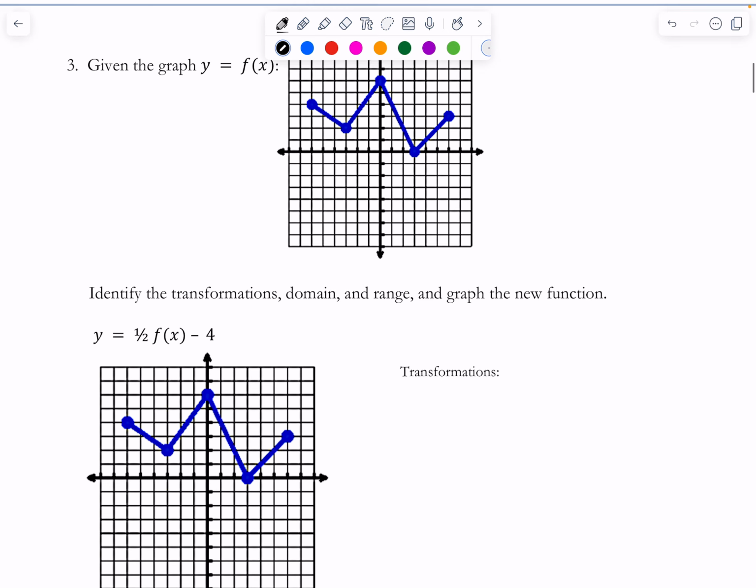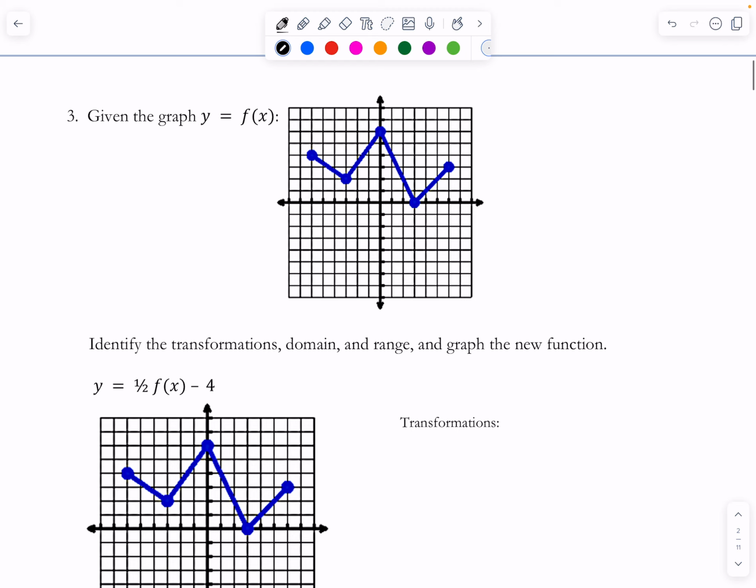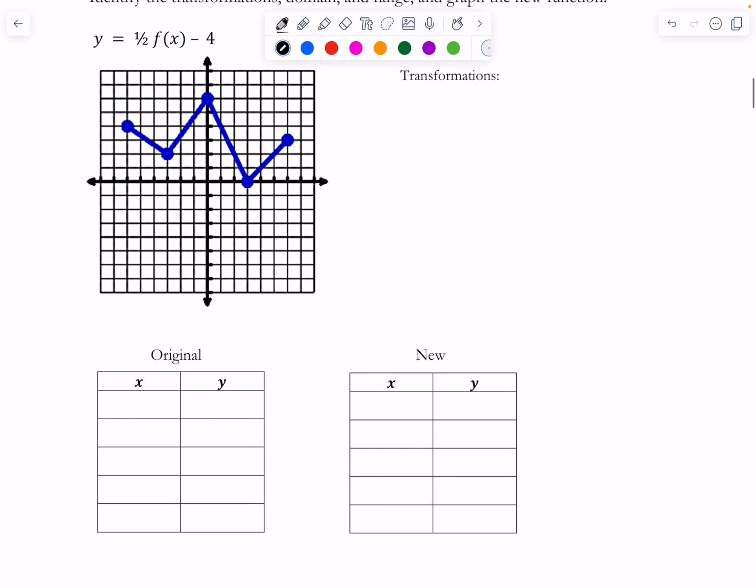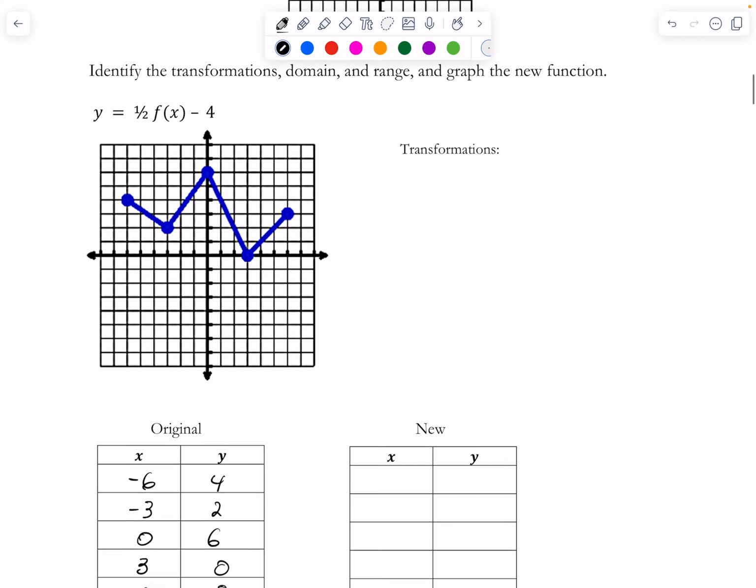Let's keep going. All right, so we have this graph here that we're going to transform. So the first thing I want to do is actually go down to this original table and create these points here. So we have -6, comma 4. Then we have -3, comma 2, 0, comma 6, 3, comma 0, and finally 6, comma 3. So this is what we're going to be transforming.